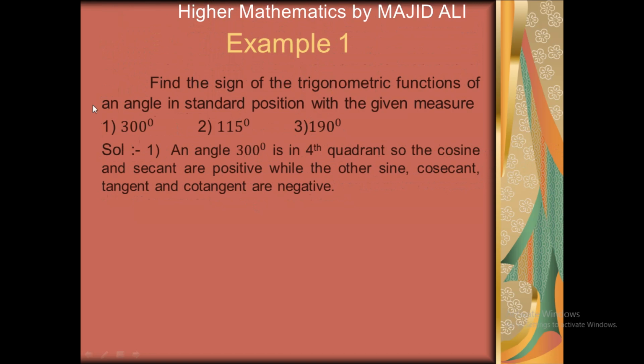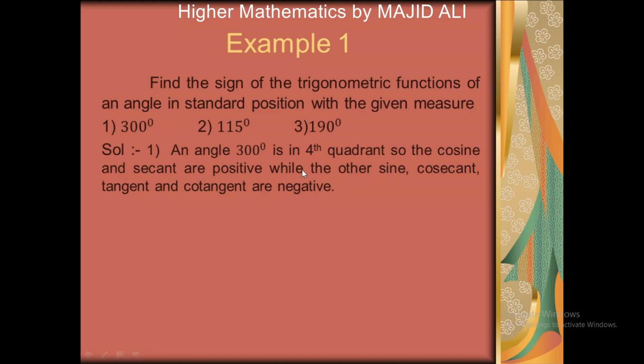Here are some examples that we will solve for our theory. Find the sign of the trigonometric function of an angle in standard position with the given measure. First is angle 300 degree. As we know, the 300 degree lies in the fourth quadrant. So in the fourth quadrant only cos theta and secant theta are positive, as we discussed in the previous slide.